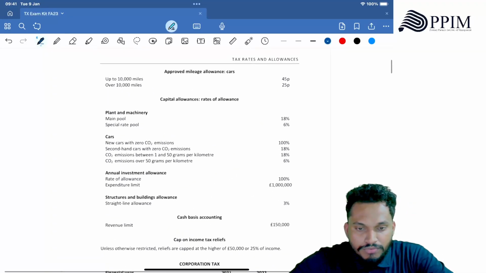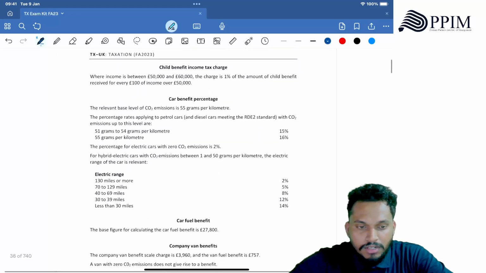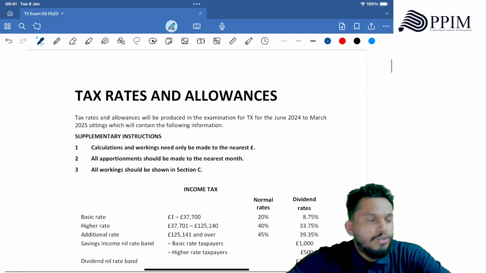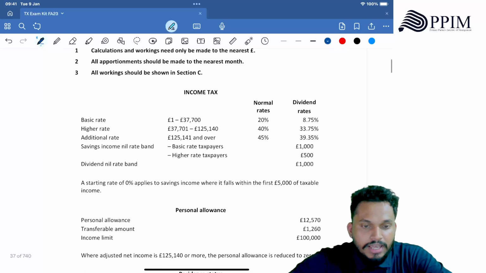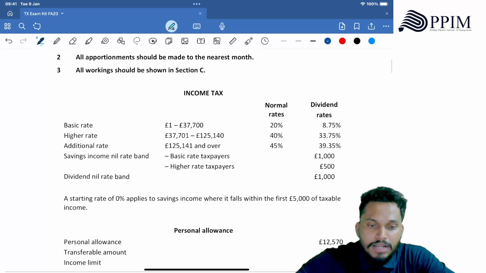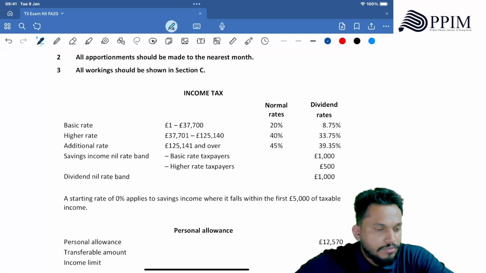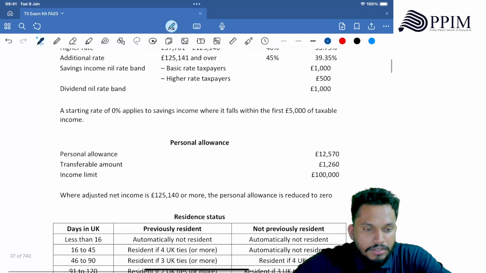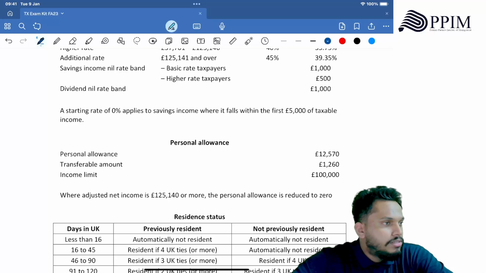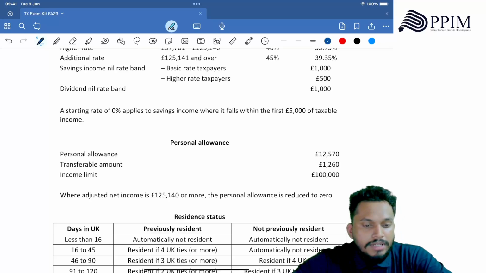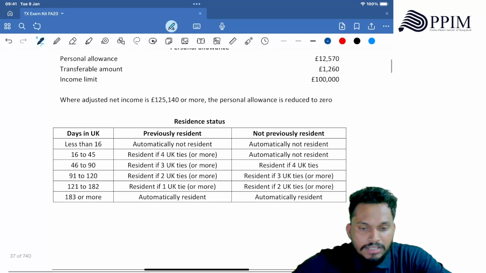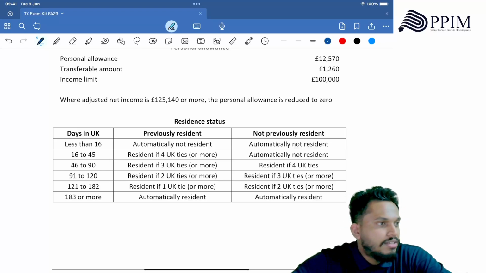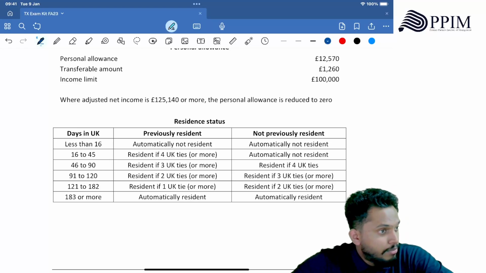So this is your fact sheet, guys. I'll go through a bit here. Now see, this thing will be given to you. In the fact sheet, in terms of income tax, they have given you the rates. Then the personal allowances, the transferable amount, income limit, and everything is given. And then residency status, those wordings are given. You know why you are using these things for ties. You should know what are the ties available for us.